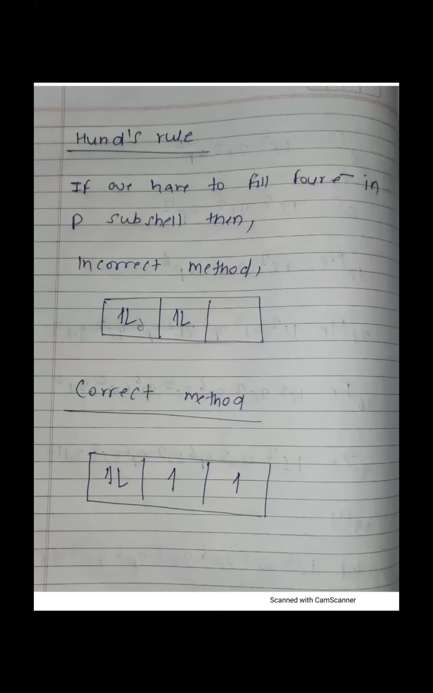Look, first what to do. The correct method is first we have to fill all the orbitals with a single electron with the same spin. 1, 2, 3 I have filled with a single electron of the same spin. After filling all the orbitals with a single electron, I will start pairing up. Then 4 will come with opposite spin. I hope, Anand, this is clear to you now.